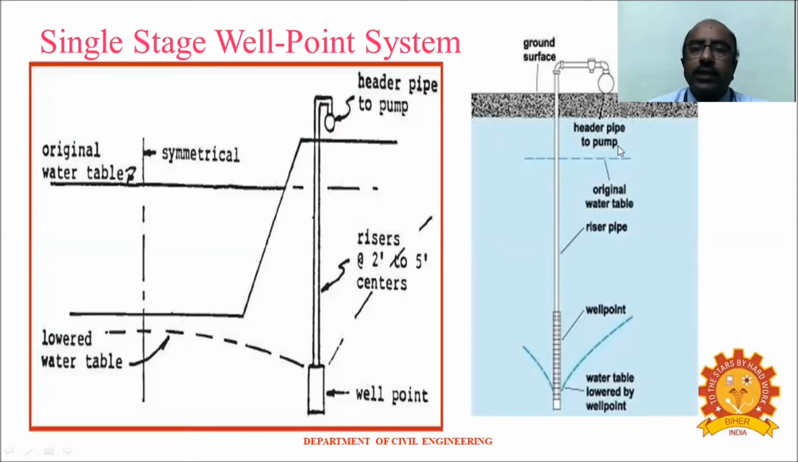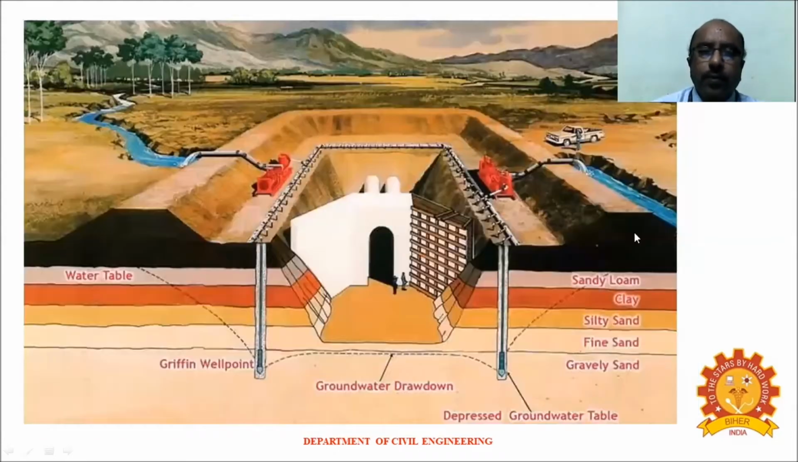So here you can see this is the header pump and this is the original water table. This is the riser pipe and this is the well point. Because of the pumping of the water, the groundwater table lowers. This picture shows clearly how we can excavate by doing the dewatering technique using the well point system.